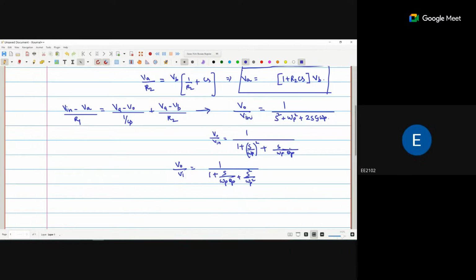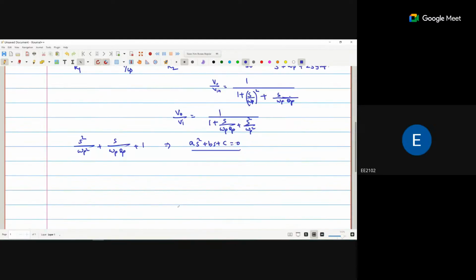Exactly. So if I say that my second order quadratic equation is s square upon omega p square plus s upon omega p qp plus 1, okay, so I can equate it as gains: a s square plus b s plus c is equal to 0. So what is a? 1 upon omega p square. What is b? 1 upon qp omega p. And what is c? 1.